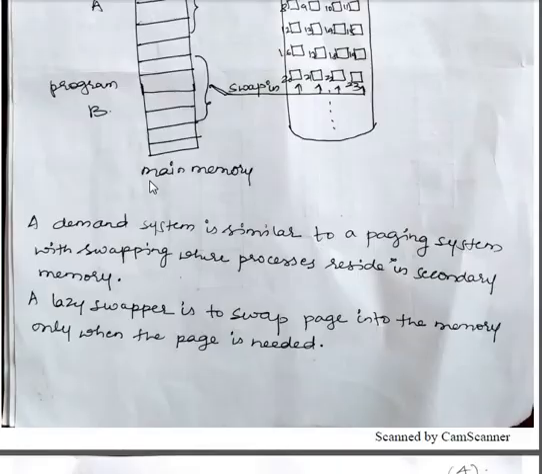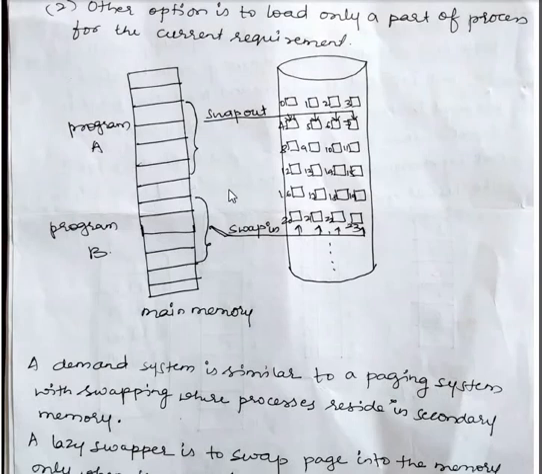Then when you are doing this swapping, for example page numbers 4, 5, 6 and 7 were previously present in the memory, but after some time when program B started executing, these program A pages have gone out of the memory and are present in the backing store.